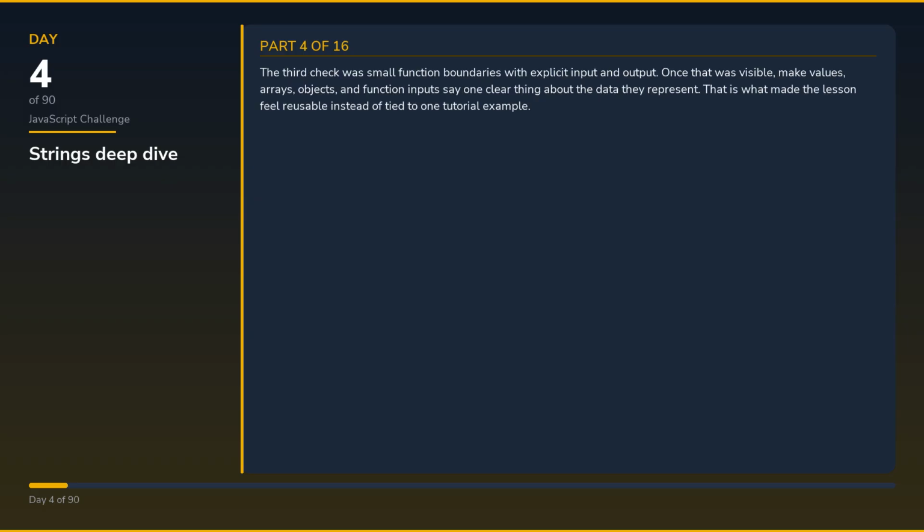The third check was small function boundaries with explicit input and output. Once that was visible, make values, arrays, objects, and function inputs say one clear thing about the data they represent. That is what made the lesson feel reusable instead of tied to one tutorial example.